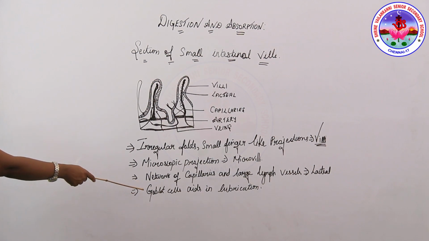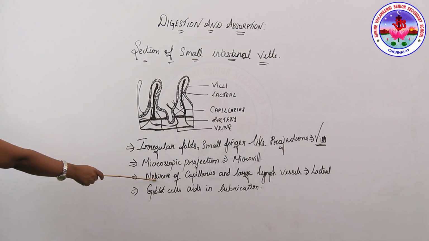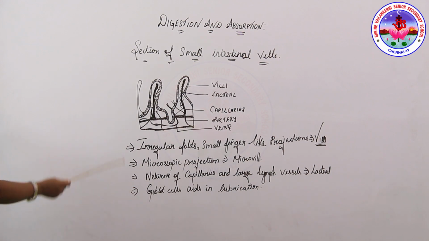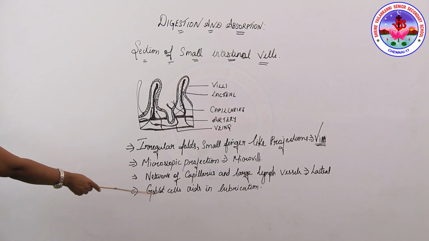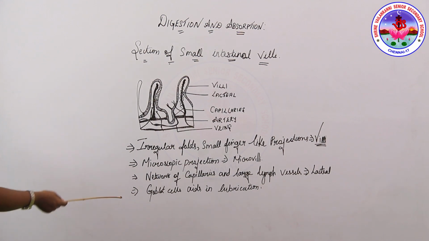will be the large lymph vessels called lacteals. So this lacteal is embedded with what? The network of capillaries and the large lymph vessels, and this has a specialized cell called the goblet cell. So what is the cell called? Goblet, G-O-B-L-E-T, goblet. So these goblet cells do a function. It helps in the lubrication.